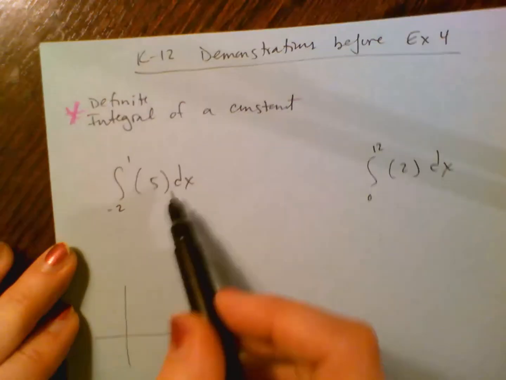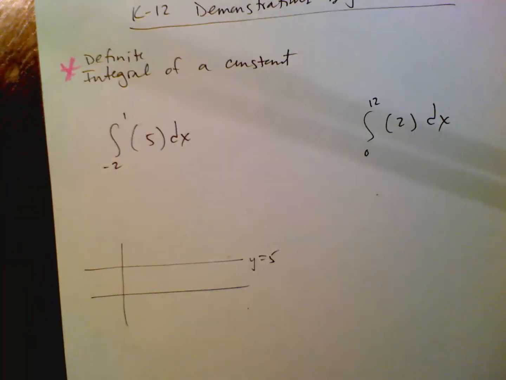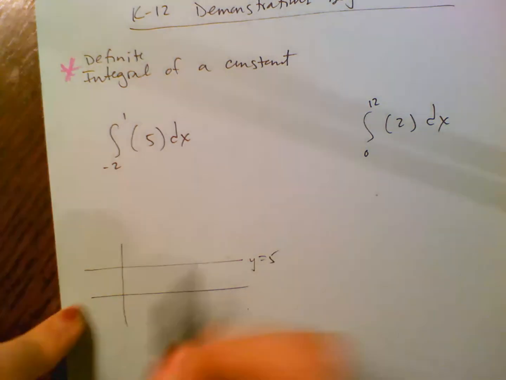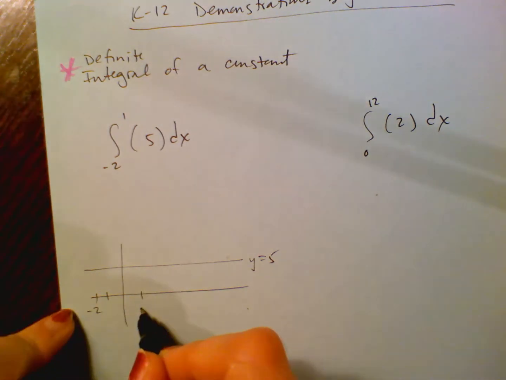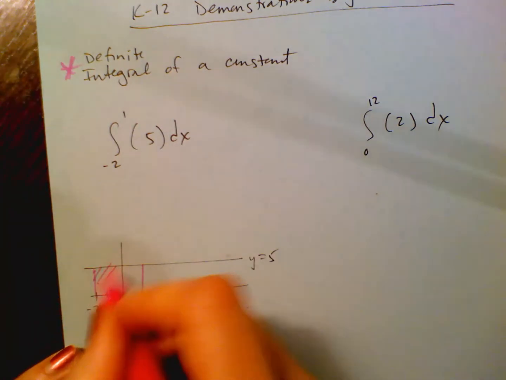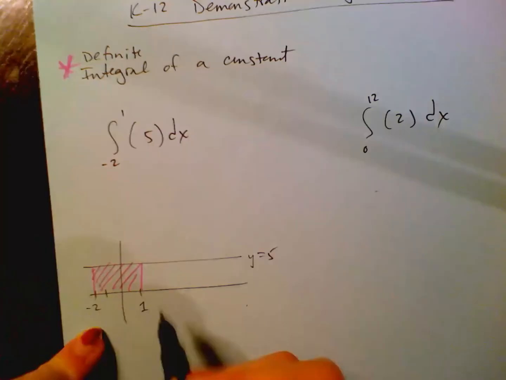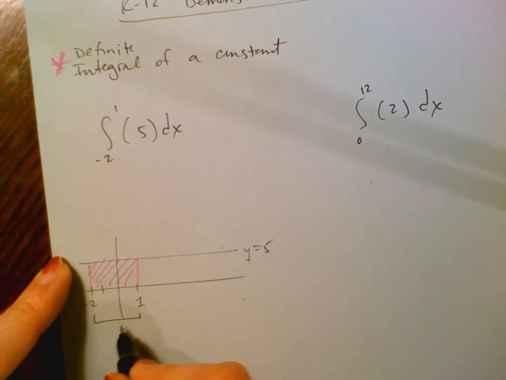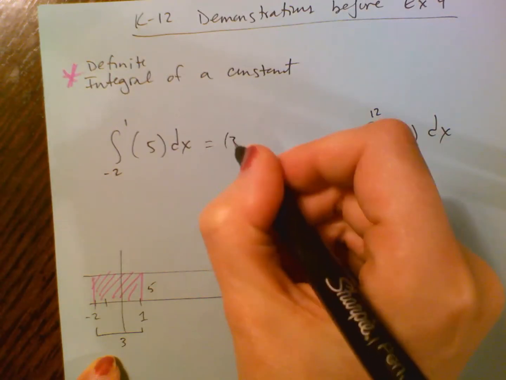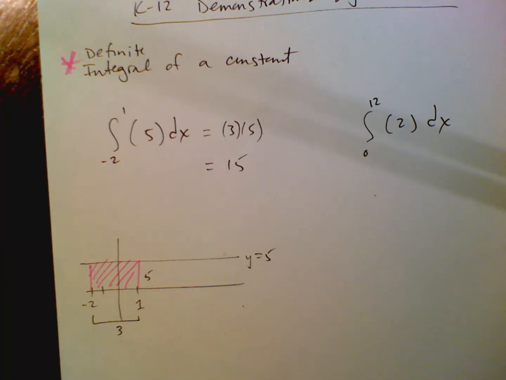So the curve is y equals 5. And we're finding the area underneath it, which means the area between it and the x-axis, on -2 to 1. So we're finding this area. Okay, that's just a rectangle. That is just a rectangle with base 3 and height 5. So the area would be 3 times 5. The area would be 15. So the value of that integral is 15.